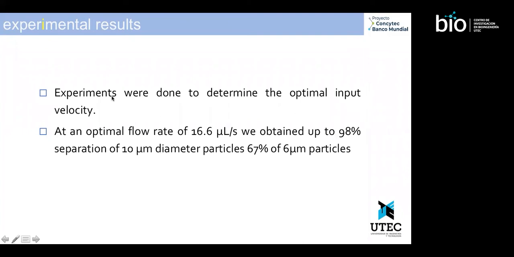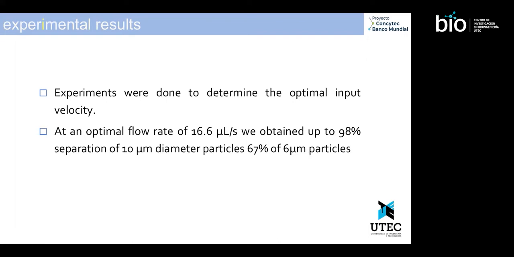So we did experiments to see which is the best flow velocity to get the optimal output. And we found that at a flow of 16.6 microliters per second, we obtained a 98% separation of the big particles, the 10 micrometer particles, those were the green ones, and a 67% separation of the 6 micrometer particles.